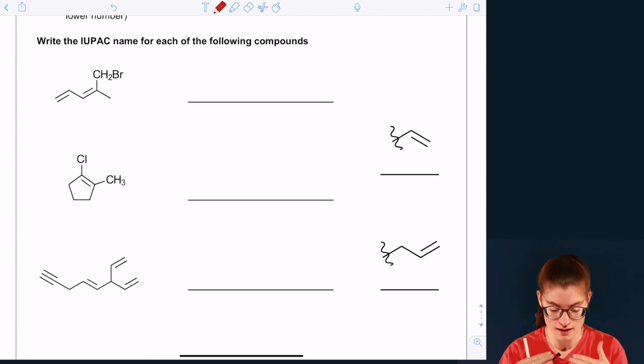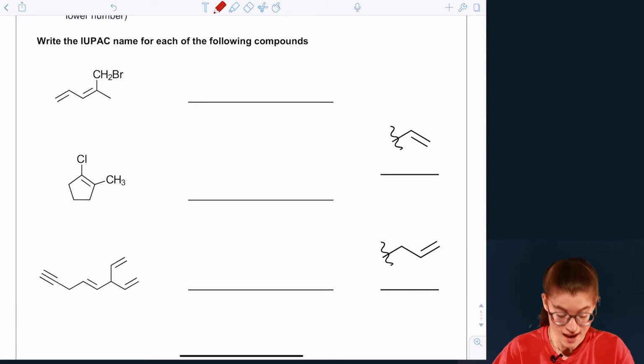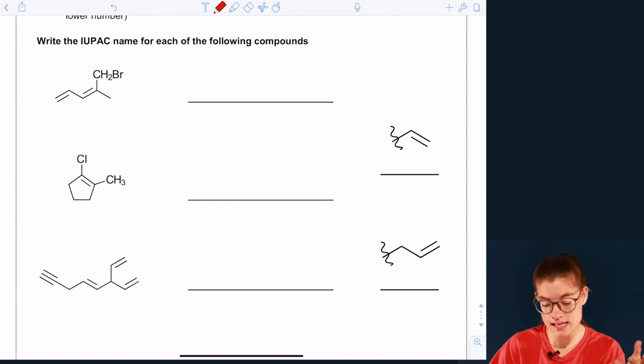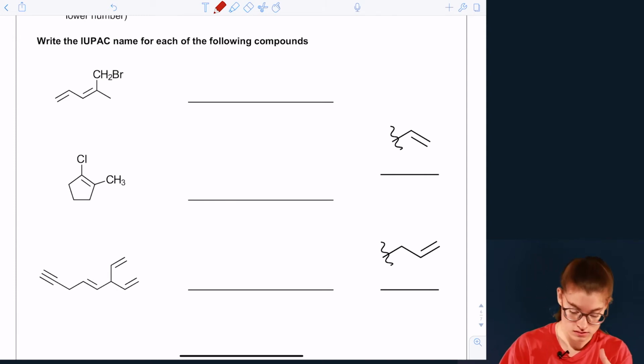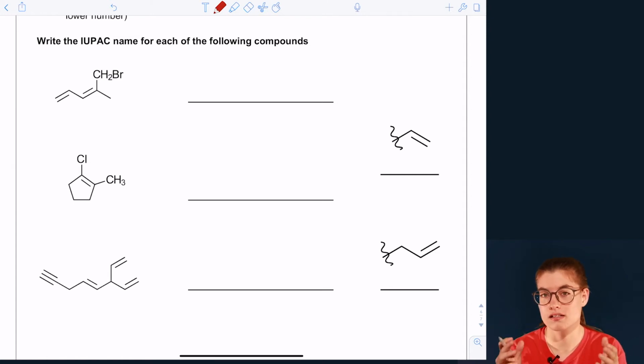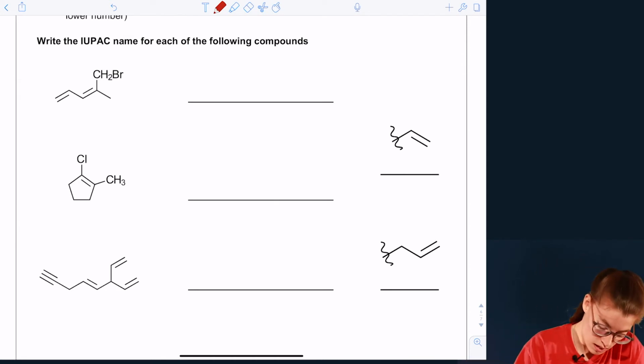So write the IUPAC name for each of the following compounds. So here's my first compound, and I see that it has double bonds in it, and I know that double bonds have higher priority than single bonds, alkanes, and halogens. So I'm going to want to choose the longest possible chain with the most possible double bonds, okay? And so that is going to end up being this right here.